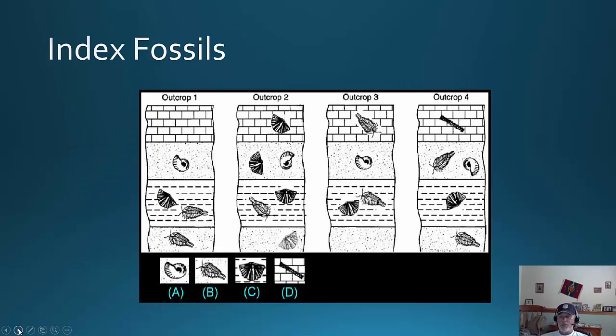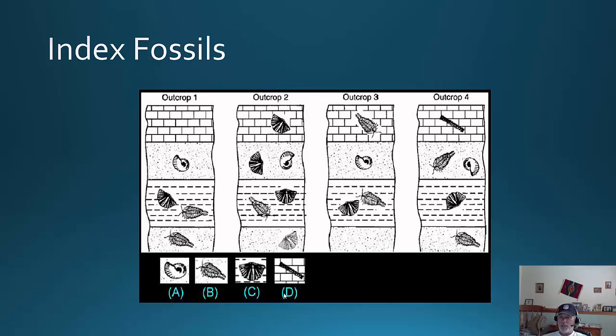A good example of this on this slide is you've got all these sedimentary rock layers. They're all shells, so it's definitely they were all deposited by a water environment. And we've got four different types of fossils here: A, B, C, and D. And the question might be which one's going to be the best index fossil? Well, relatively abundant. So that means there's got to be a fair amount of them.